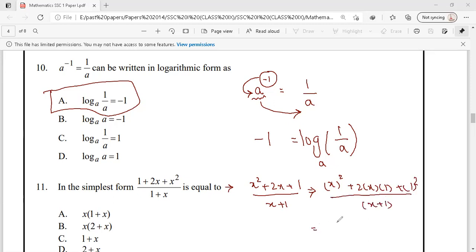सो न्यूमरेटर को हम परफेक्ट स्क्वायर फॉर्म कर लेते हैं with the formula of a square plus 2ab plus b square equals a plus b whole square, divided by x plus 1. So x plus 1 will be cancelled out with the power of x plus 1. So we will only have the result as x plus 1 or 1 plus x. So this is our correct answer, that is option C.